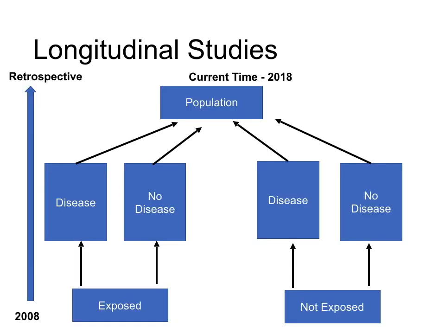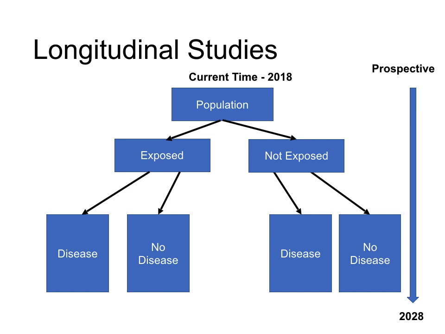In retrospective longitudinal studies, the outcome and the exposure are identified in the present time, and the researcher follows information through historical records. In prospective longitudinal studies, information is followed into the future. Exposure and outcome are identified, and the study population is followed for those variables.